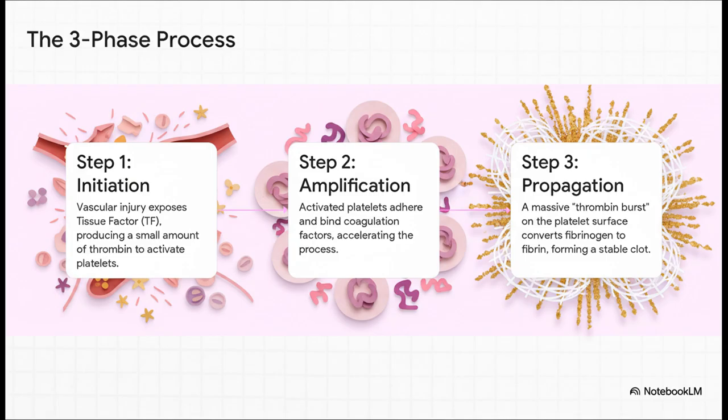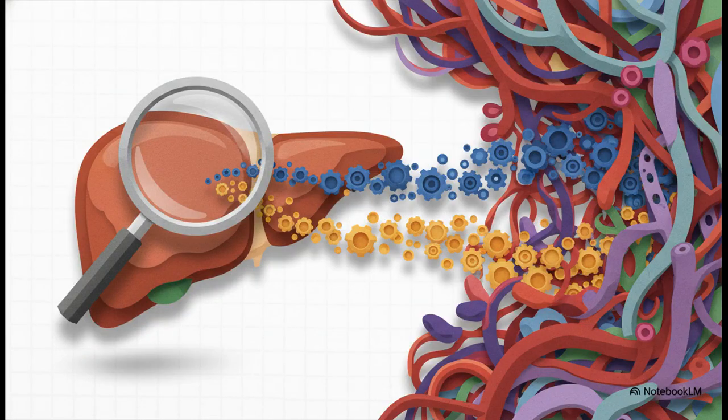And then, for the grand finale, we have propagation. This is where the magic happens. A huge thrombin burst right on the platelet surface takes all that fibrinogen and rapidly converts it into a strong, stable fibrin mesh that locks everything down. Now, we've always known that the liver is the main factory for most of our pro- and anti-coagulant factors. That's day one stuff. But for our patients with end-stage liver disease, or ESLD, that view is, well, dangerously incomplete. It's so much more complex than just a simple factory shutdown.